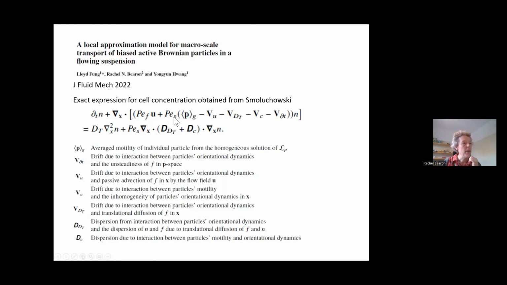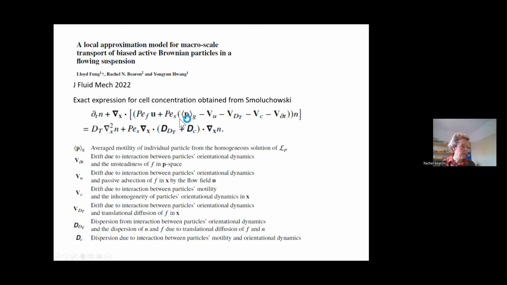There's then a family of additional drift terms here, multiplied by this PES. So these are additional drift terms that are associated with the behavior of the cell swimming. There's then a regular diffusion, just Brownian translational diffusion. And then there's a couple of diffusion terms that arise because of the cell's randomness.